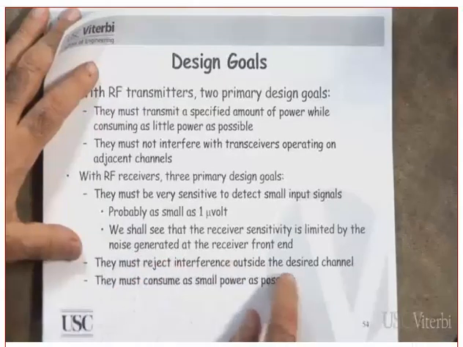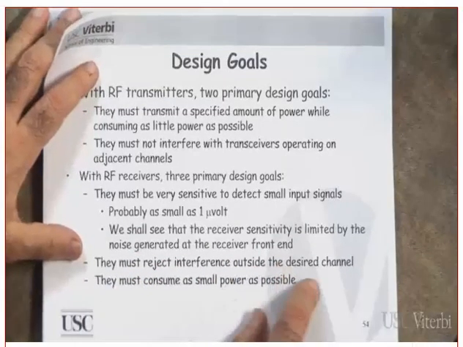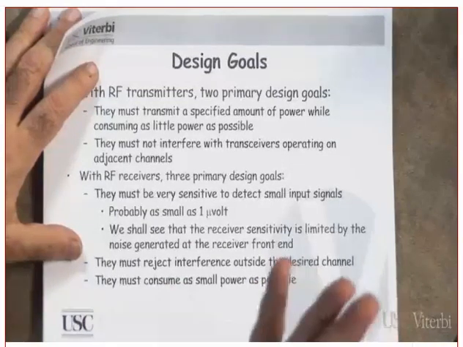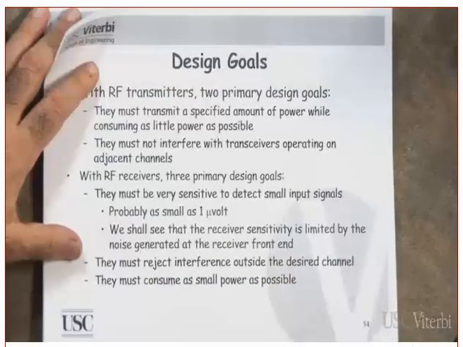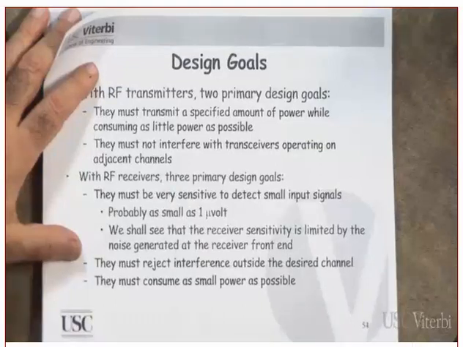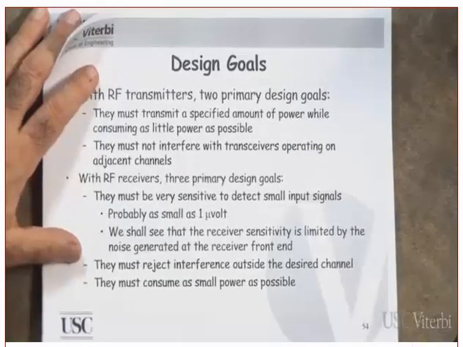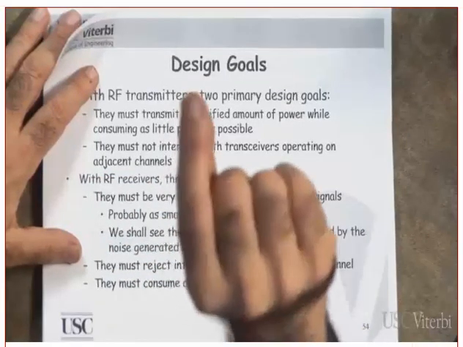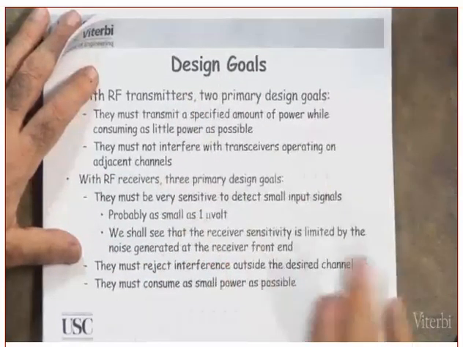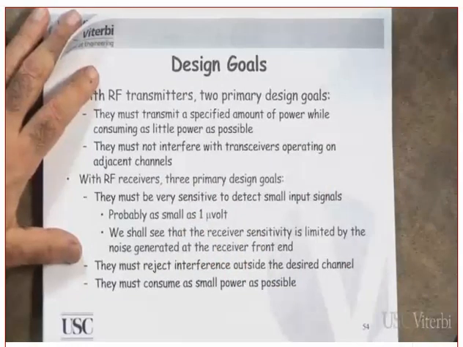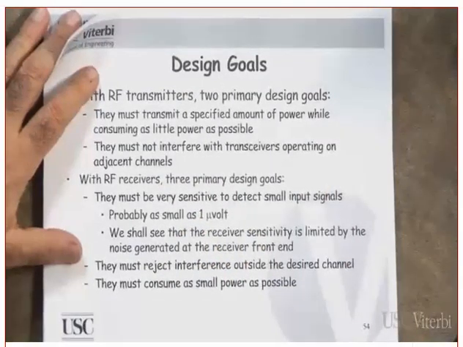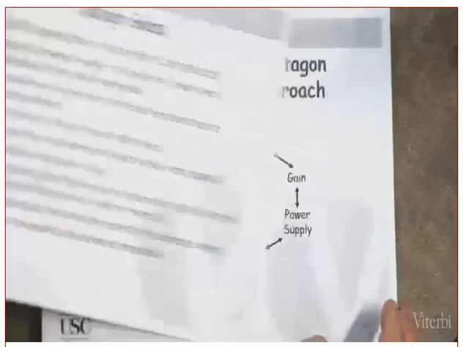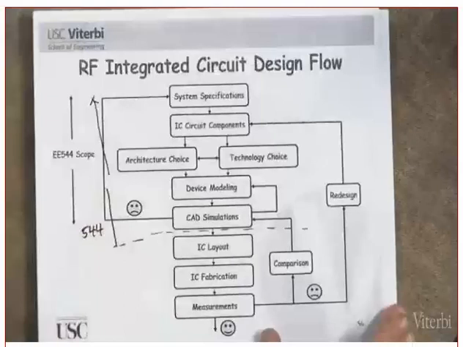They must reject interference from outside the desired channel, within the band and outside the band. Co-channel interference, we don't know what to do with it because it occupies the same band. What we are hoping is that the co-channel interference has very little power, which means they are located far away from me, so that their effect will be minimal. And of course, they must consume as little power as possible. We already went through this.